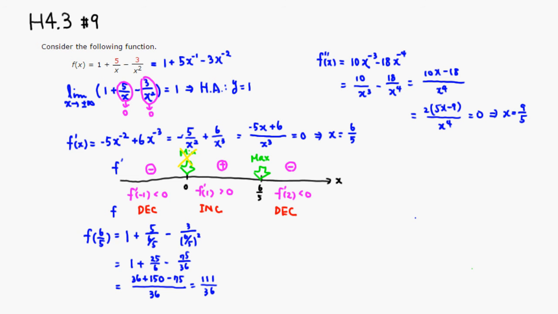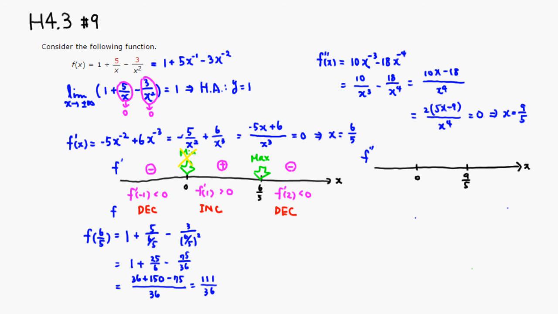Alright, so we can just do the number line again. So do the number line. Put the tick marks as x equals 0 since it's not defined there, or vertical asymptote there. And then we have a 9/5. Then we can just do the second derivative.